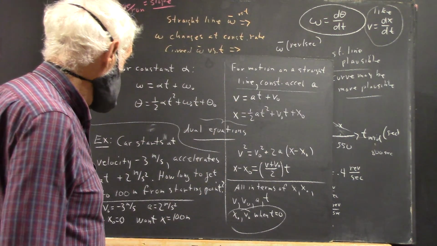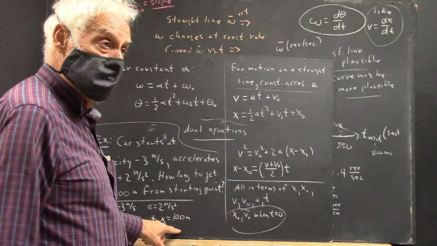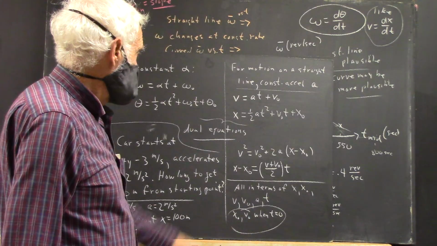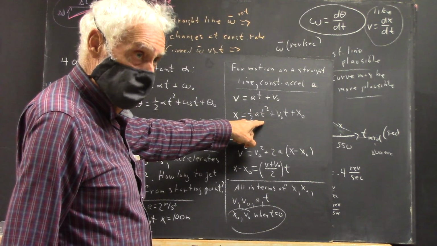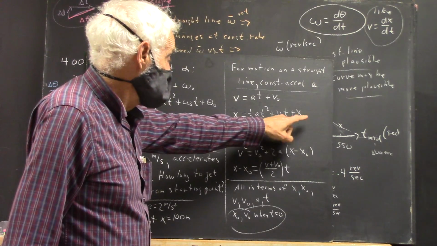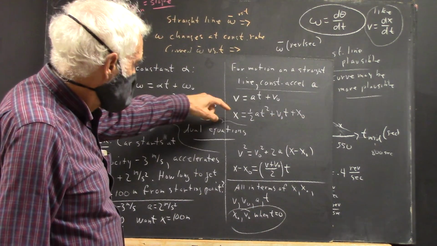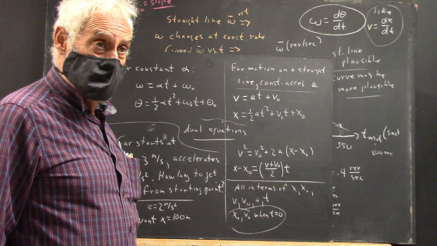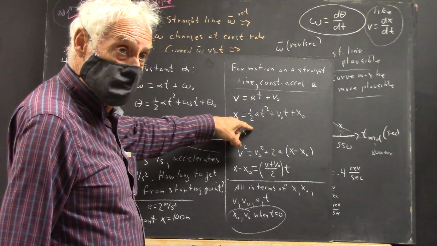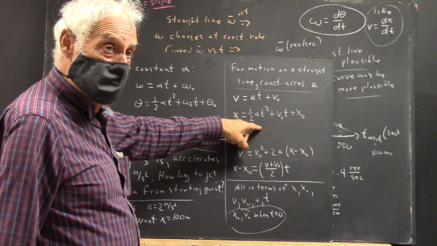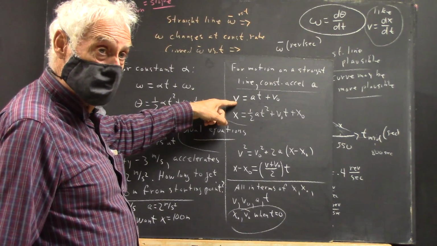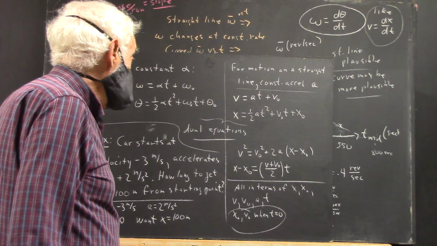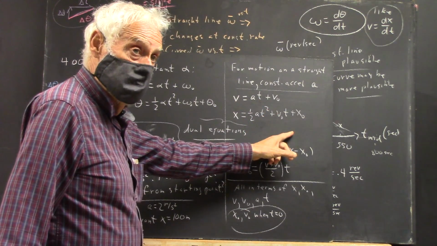This equation, on the other hand, has x, which is going to be 100 meters, has a, which is 2 meters per second squared, has t, which we don't know, and has x naught. Well, we can solve this equation for t. It's a quadratic equation in t, because it's got the t squared and the t. So we kind of want to avoid that if we can, but we could do that. Then if we want to know how fast it's going at 100 meters, that might be something relevant. We could plug that t in here, get the velocity. So this equation could be solved for t.